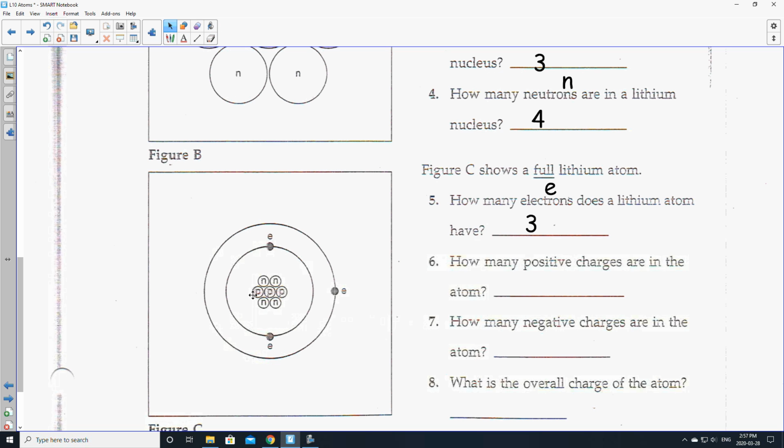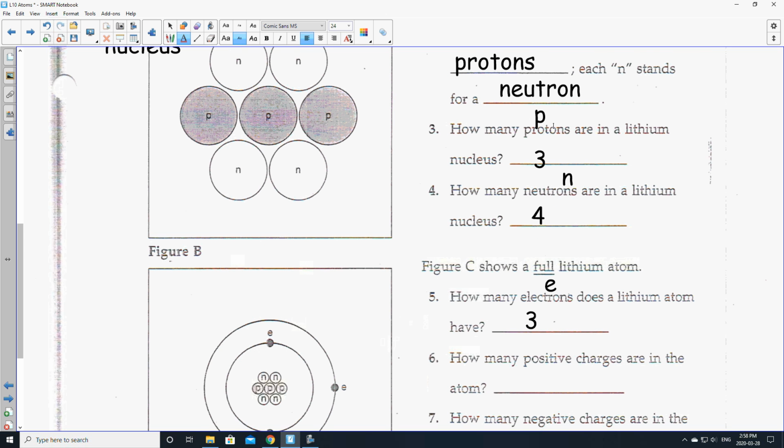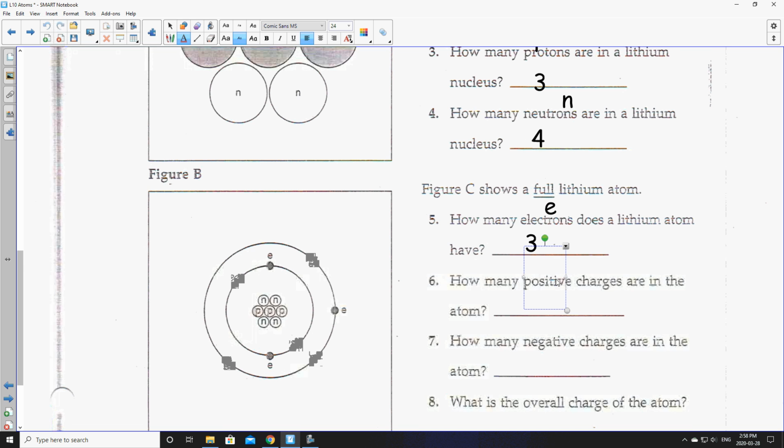Okay, so let's take a look. Positive means protons. So we're going to look up protons, which are positive. So that's going to be 3. So we're looking up the P's, the number of P's, so we can count them out again. 1, 2, 3, right over here. Okay, or we can just think to ourselves, protons are positive. How many negative charges are in the atom? So the positives are right over here.